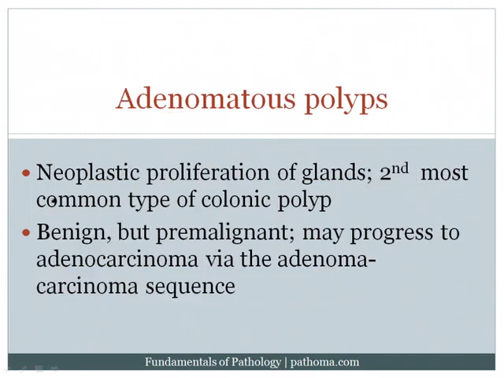The second type of polyp is called an adenomatous polyp. This is a neoplastic proliferation of glands, again, the second most common type.